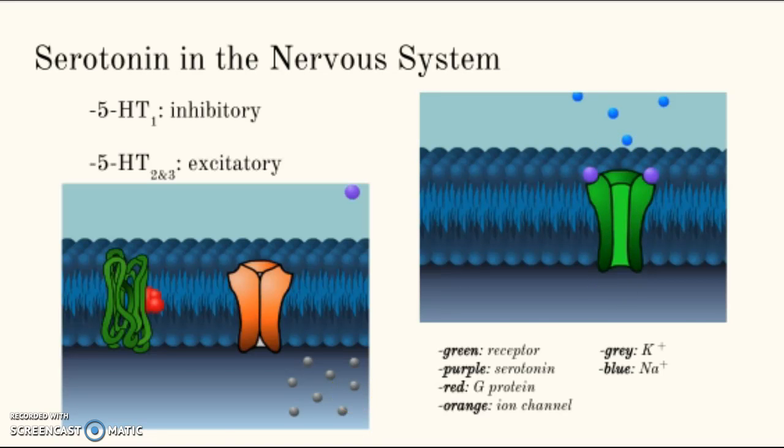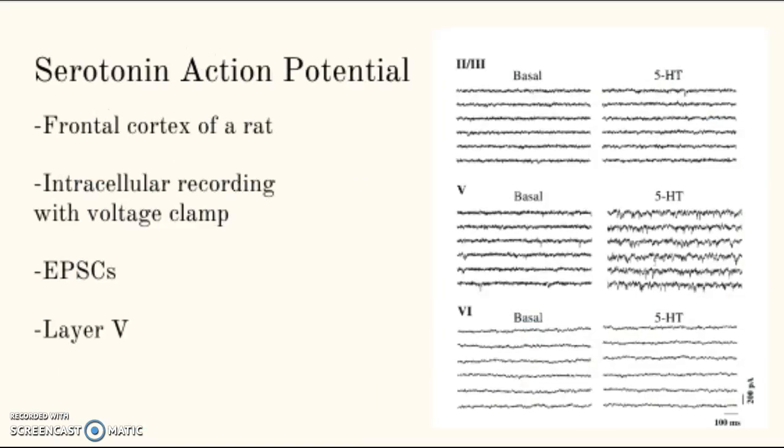and depolarizing the membrane. I just want to briefly mention that a study conducted at Yale explored the effects of serotonin on neuron firing in the frontal cortex of a rat brain. The recording showed a great increase in spontaneous excitatory postsynaptic currents, or EPSCs, in layer 5. This suggests that serotonin affects specifically the frontal cortex output neurons.